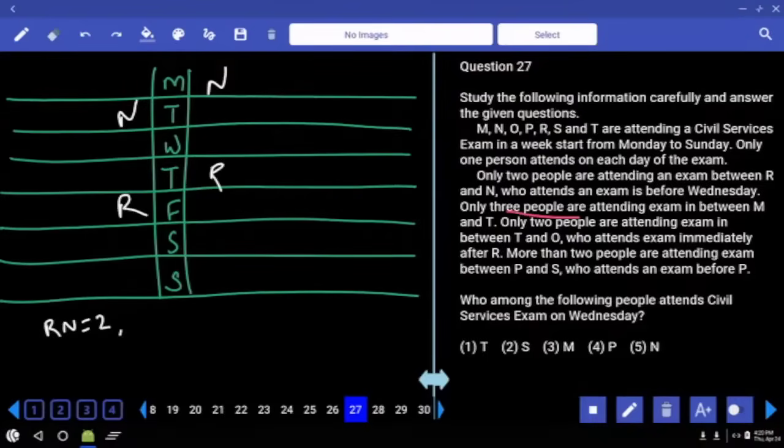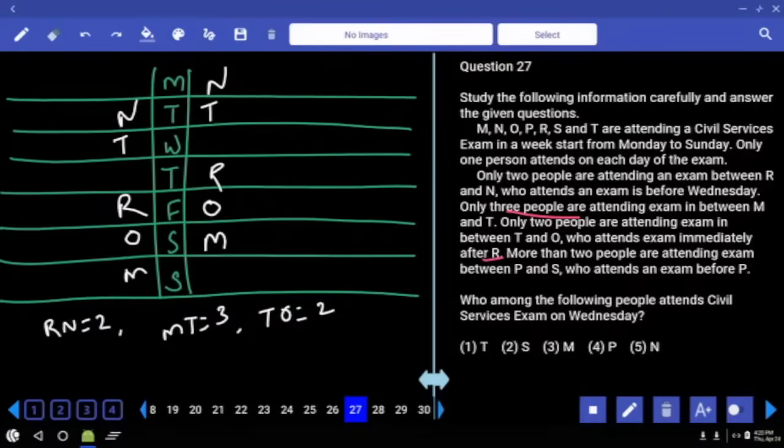Then exactly 3 in between M and T. Now in between M and T, how many? There must be exactly 3. Now 2 in between T and O. M and T 3, and T and O 2. O is immediately after R. Now O and T there are 2, T is here. M and T there are 3, M is here.